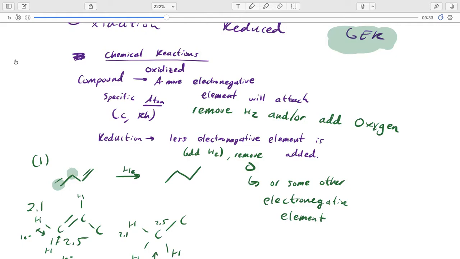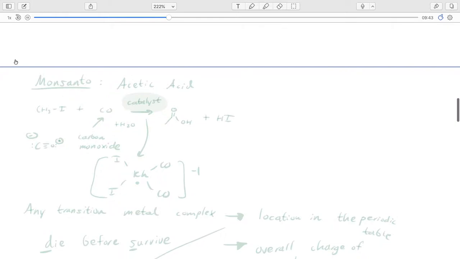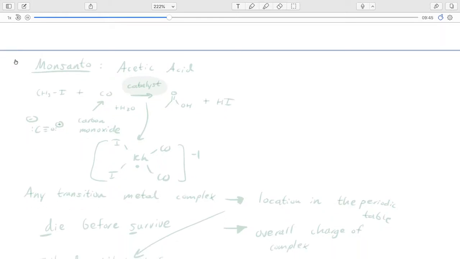So the reason why this is important in metal reactions, or reactions involving metal catalysts, is it will help us track where the electrons are going and how the overall reaction is occurring. So let's see. Man, these notes are very blurry.